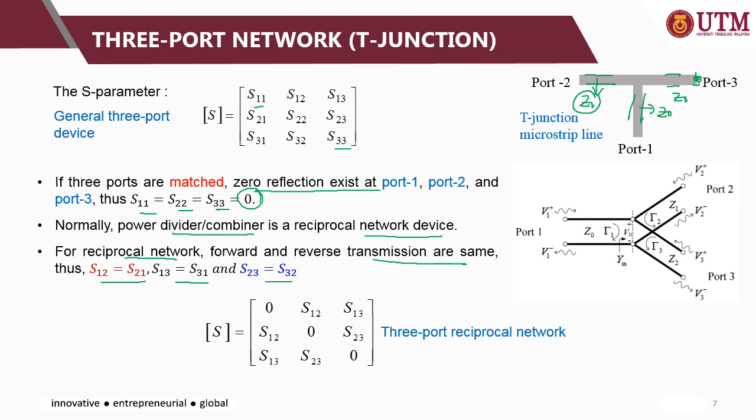Okay. So if the T-junction network is matched and reciprocal, therefore this S matrix can be further reduced to this. Since it is matched, S11 equal to S22 equal to S33 equal to 0, and then S12 equal to S21, since it is reciprocal.